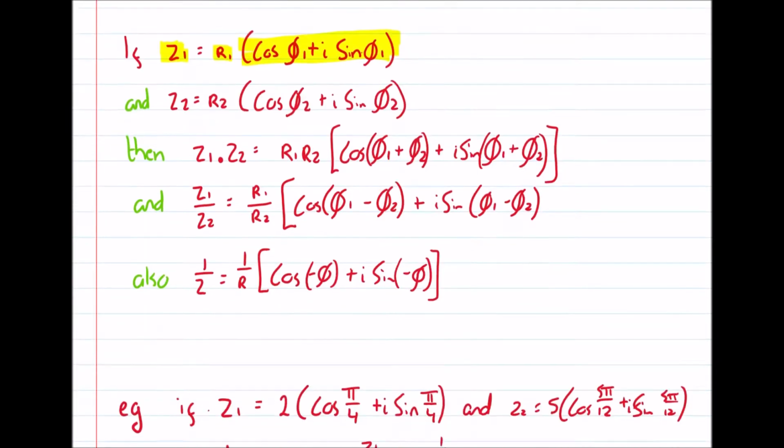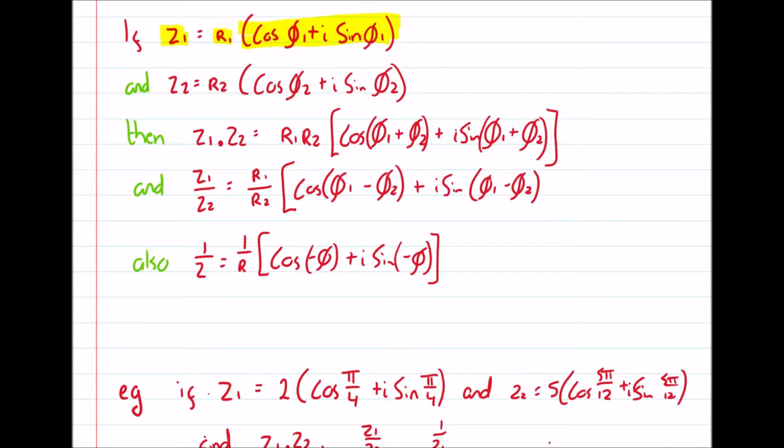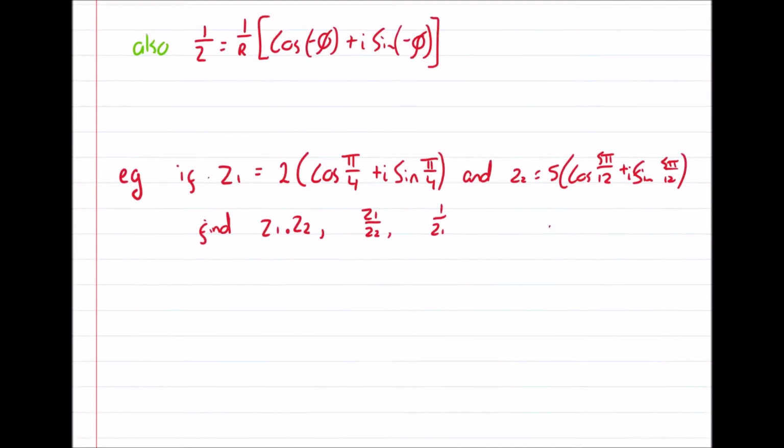Alright? And also if I have Z1 divided by Z2, that will be R1 over R2, the radius of Z1 divided by the radius of Z2, multiplied by cos (theta 1 minus theta 2) plus I sin (theta 1 minus theta 2). And also 1 over Z equals 1 over R, cos minus theta plus I sin minus theta. Okay, this will make more sense when I do this sum.